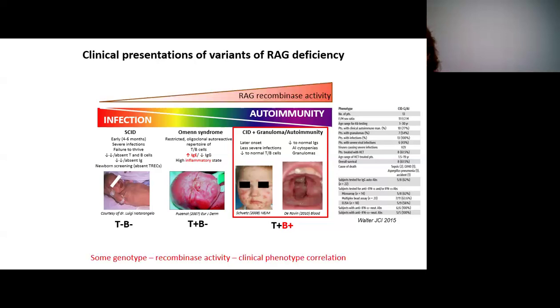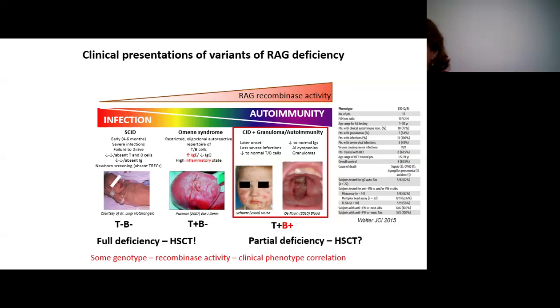So what we also know is that those who have a clinical phenotype of combined immunodeficiency have a more preserved activity. So there is some clinical phenotype, recombinase, and genotype correlation. But what to do about bone marrow transplant? The ones who are T minus B minus and T plus B minus, the Omenn syndrome and SCID, they will be transplanted, no question about that.